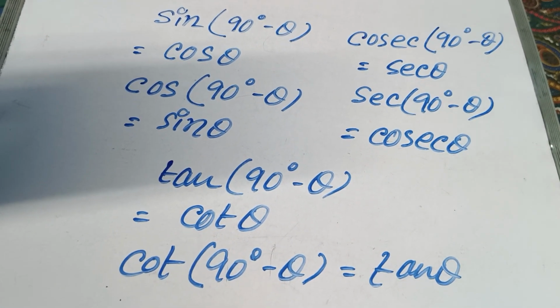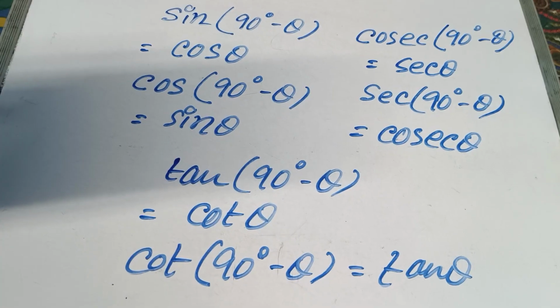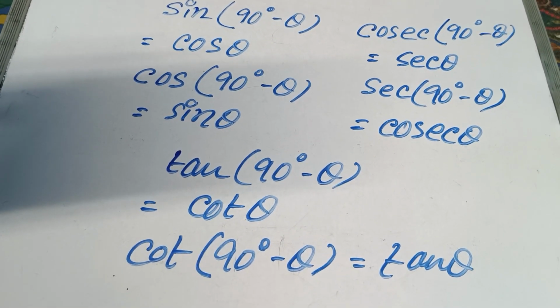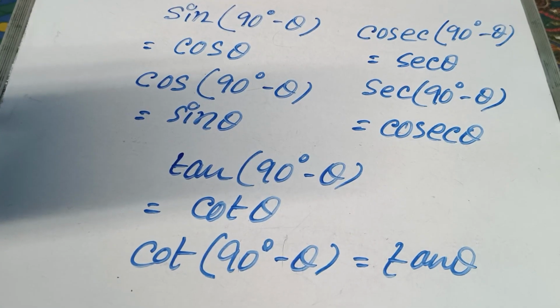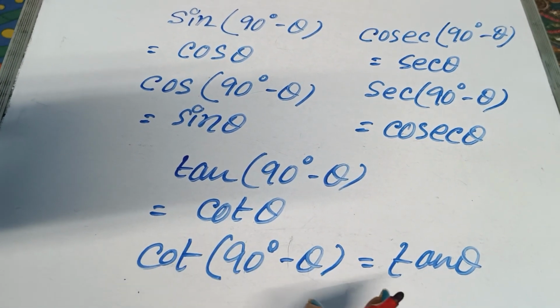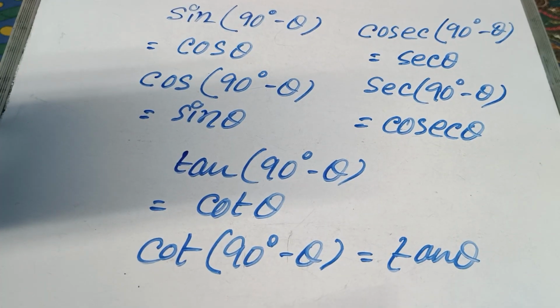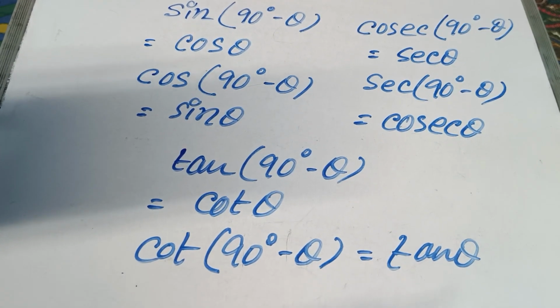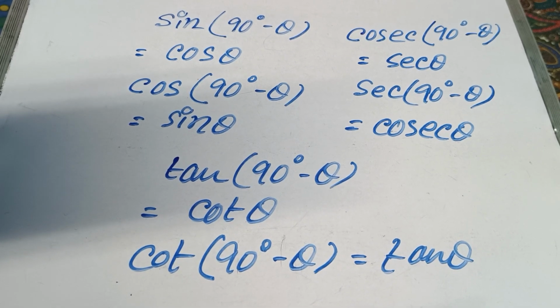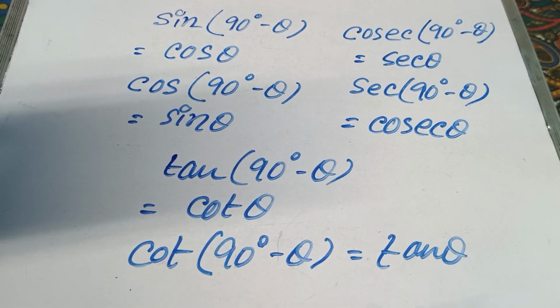Students, an elaborate explanation is there in my short video. Go and see there. All the formulas, identities, and all the concepts of trigonometry are there. After that only we are going to solve this sum. So these properties are very important. Okay students, now we are going to start the sum.